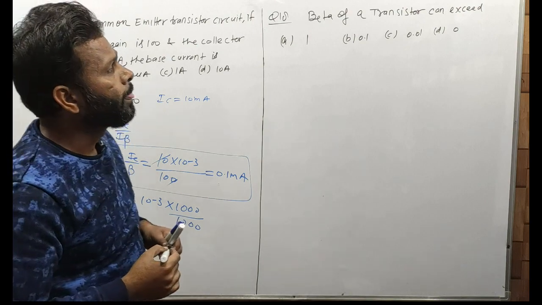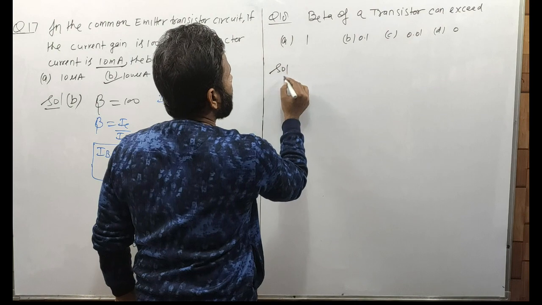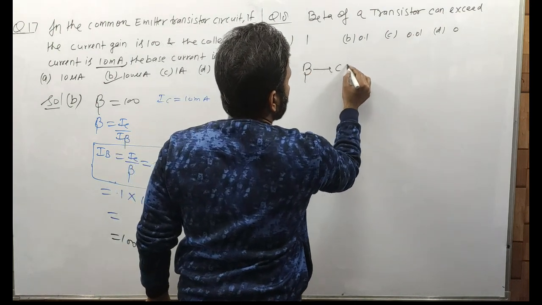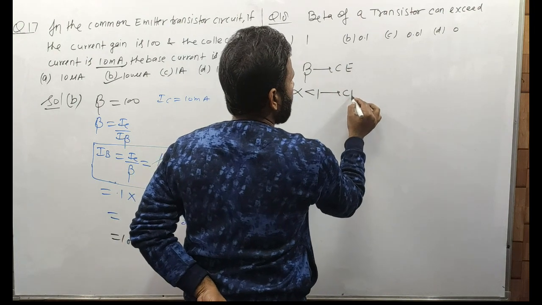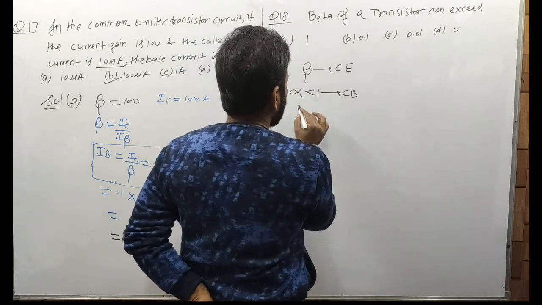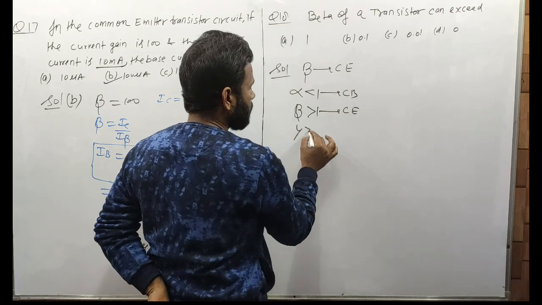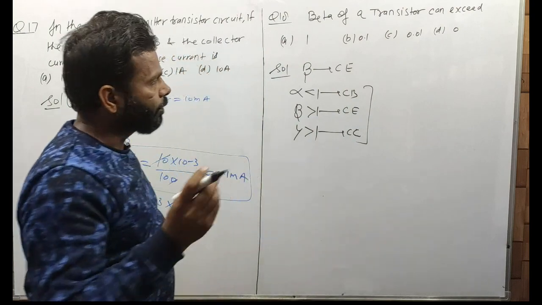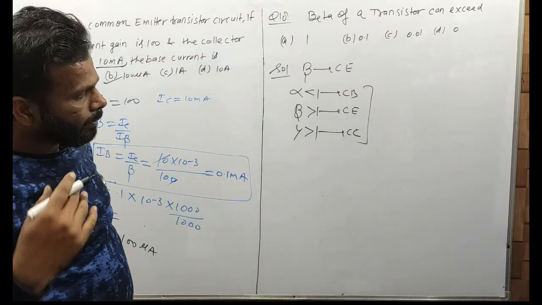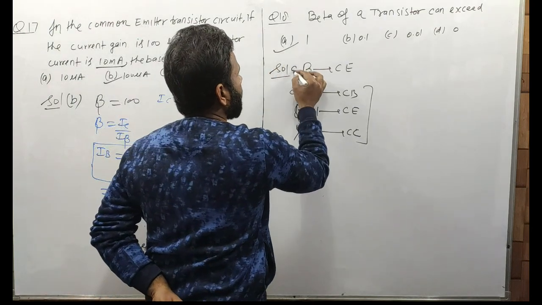नेक्स्ट क्वेश्चन देखते हैं. Beta of a transistor can exceed. सो इफ यू सी, the beta is a common emitter current gain. Alpha is always less than 1, that is common base. Beta is greater than 1 for common emitter. Gamma is always greater than 1 for common collector gain. Clear? So alpha is less than 1, beta is greater than 1, gamma is also greater than 1. क्लियर? सो इस क्वेश्चन का करेक्ट आंसर क्या मिलेगा आपको?